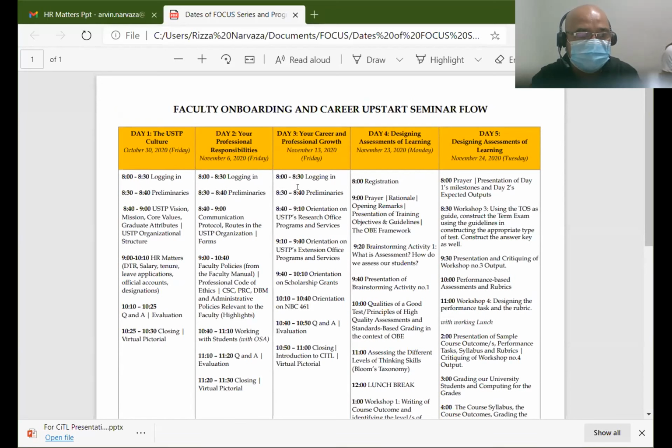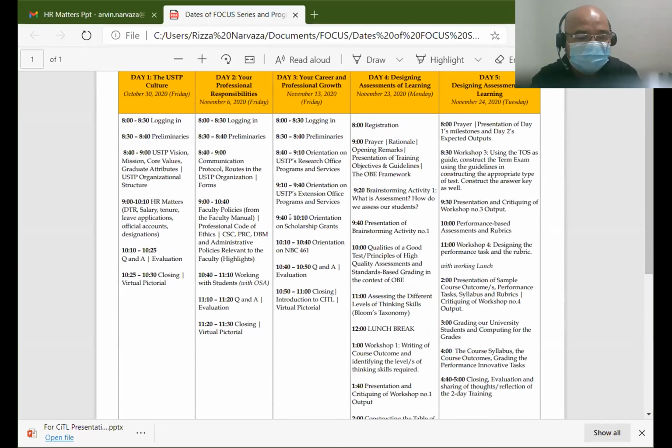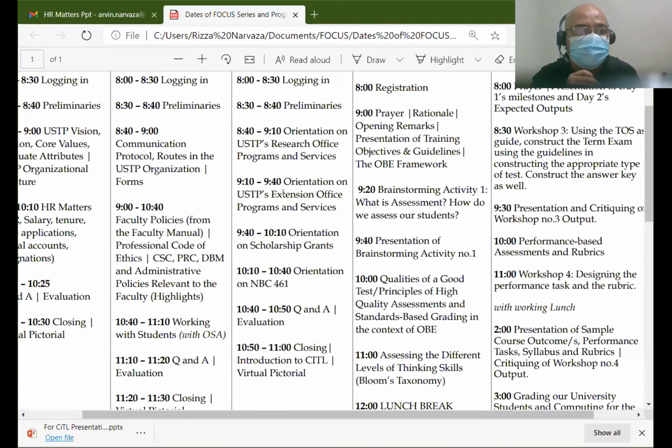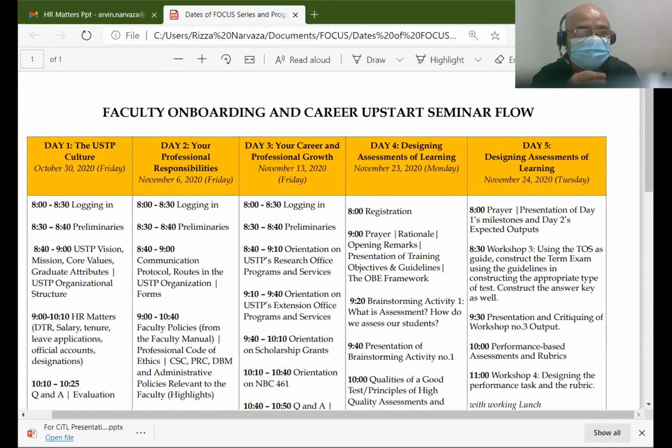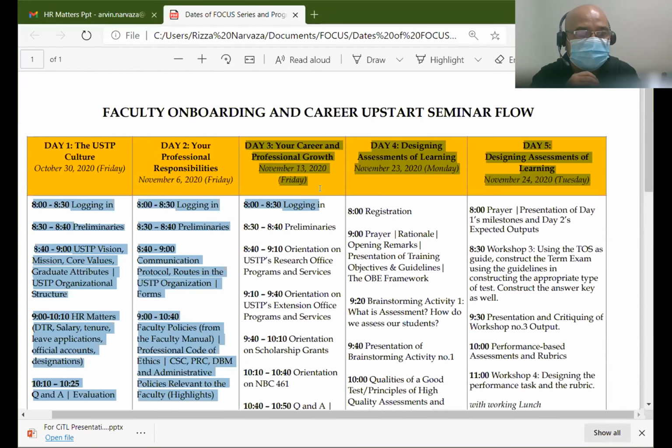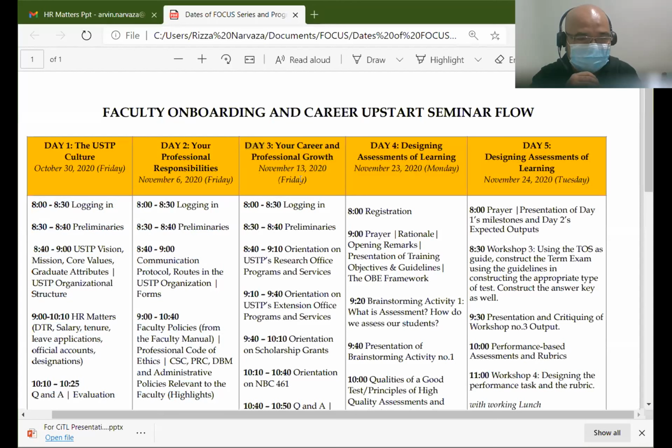May I remind everybody to log in on time so that we won't miss important details. Earlier, many came in late, and there were many questions even though the information had already been shown and was repeated. So we encourage everyone to log in earlier next time. Our second day is this one, I highlighted day 3 by mistake. We will start at 8:30 with our preliminaries and then proceed with the other parts of the seminar.